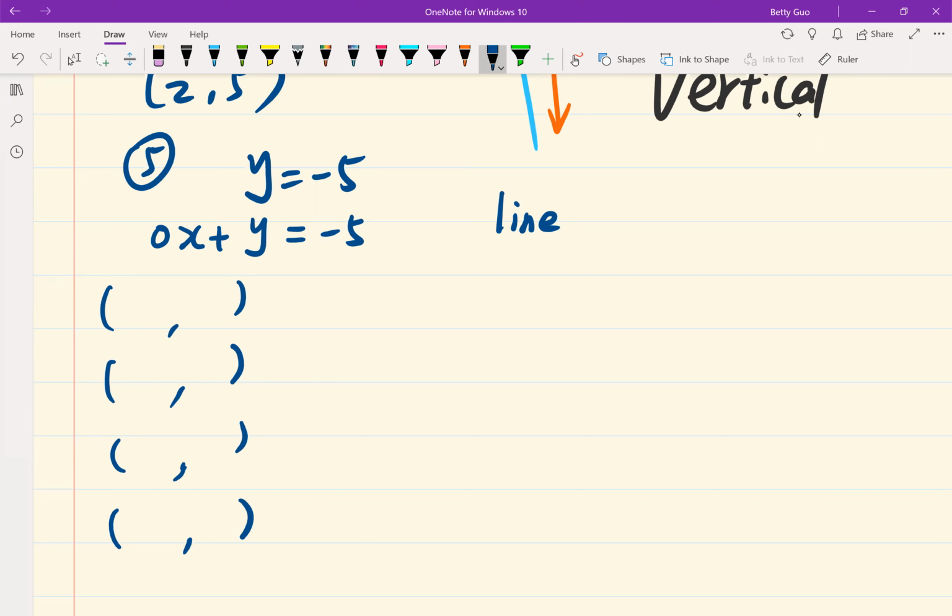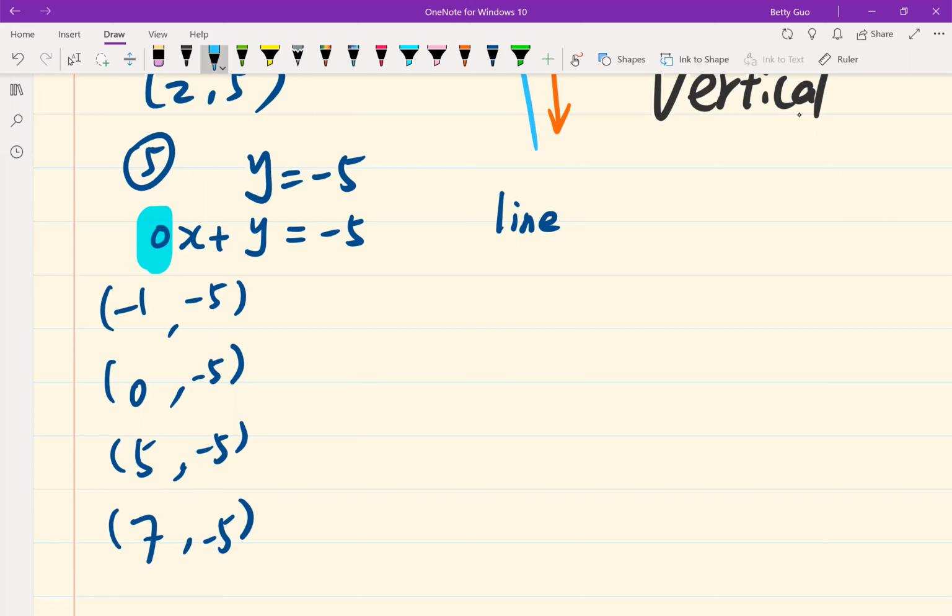As you see, the coefficient of x is 0. So x could be any number. If you let x be -1, 0, 5, or 7, it doesn't matter what the value of x equals. Y is always -5, right? No matter what x is equal to, y is always -5.